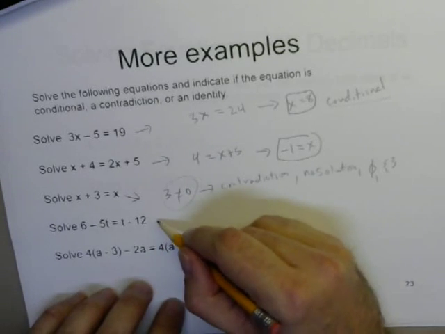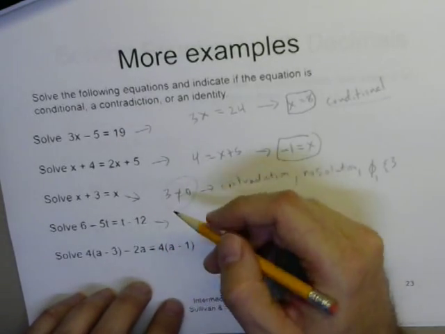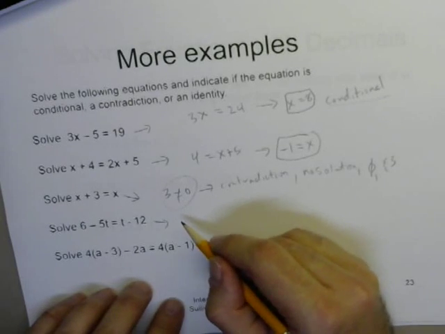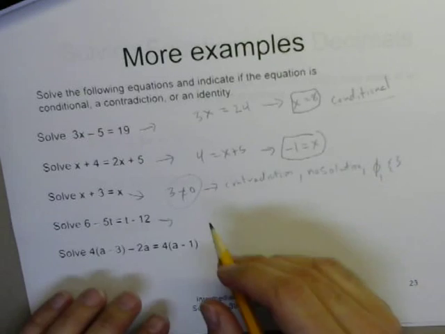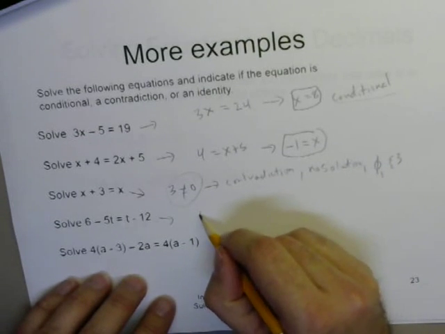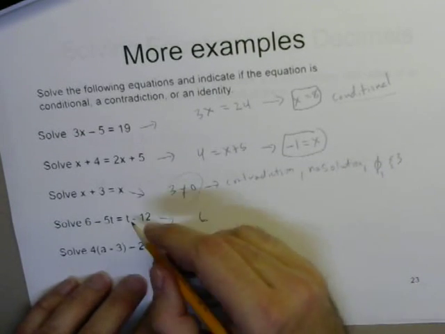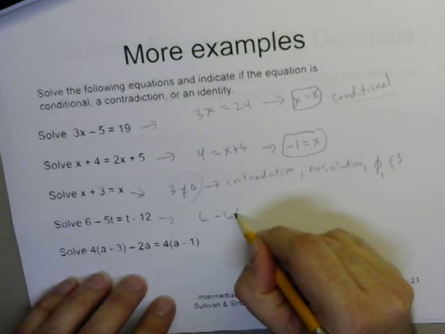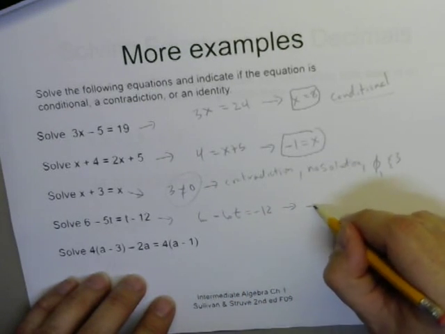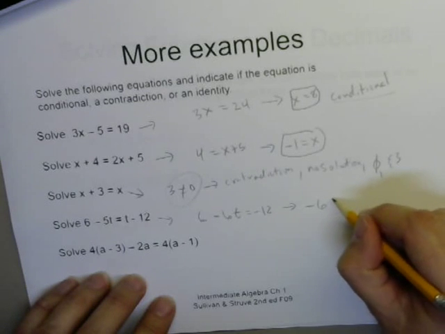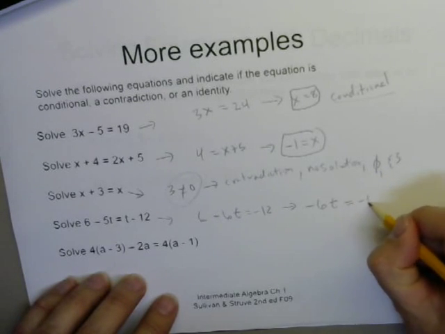And then for something like this, again, it can be kind of hard to tell right away what sort of equation it is. So just solve it like you would normally. Let's go ahead and subtract t from both sides. So I'll get minus 6t is equal to minus 12. And then go ahead and subtract 6 from both sides. So I'll get minus 6t is equal to minus 18.